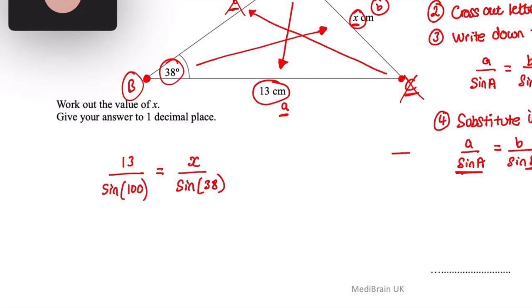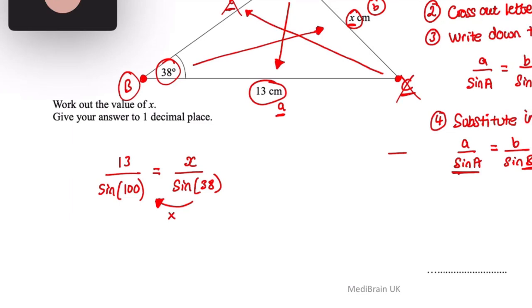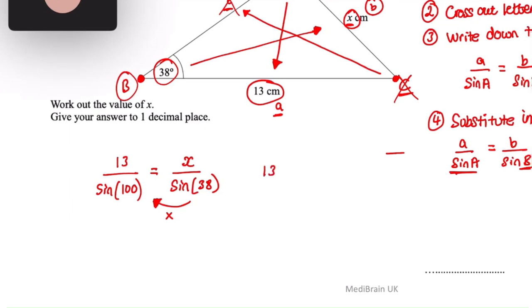So if we have a look at this, in order to work out x, we just need to do a bit of rearranging. We want the x by itself. At the moment, it's being divided by sine 38. So we're going to move the sine 38 to the other side. Because we're dividing on this side, we're going to multiply on the other side. So it's just going to be 13 over sine 100 multiplied by sine 38. That's going to get rid of this from this side, and you're going to be left with x on that side of the equation.